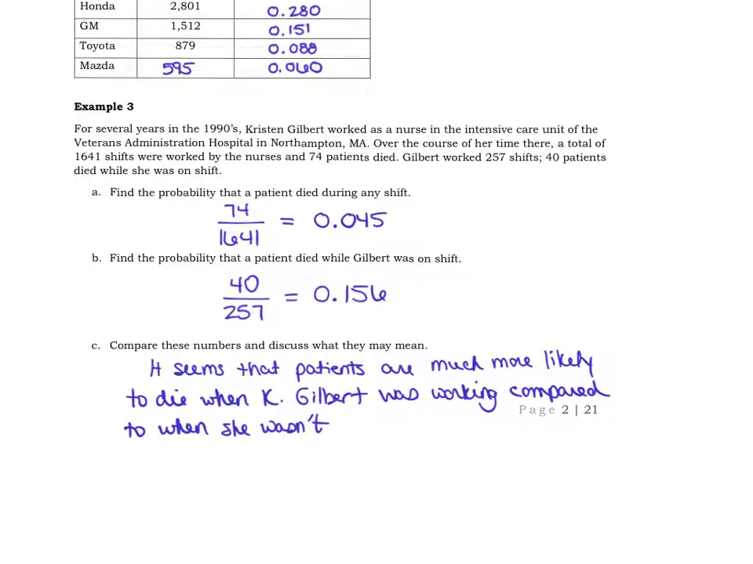Okay, and I think if you do it, it's about 3.5 times more likely that patients were dying on Kristen Gilbert's shifts. By the way, she was convicted of perhaps helping to murder her patients, just as a little FYI background story there. All right, that is the end of section 4.1. Pretty short, sweet, and to the point. So onward, section 4.2.